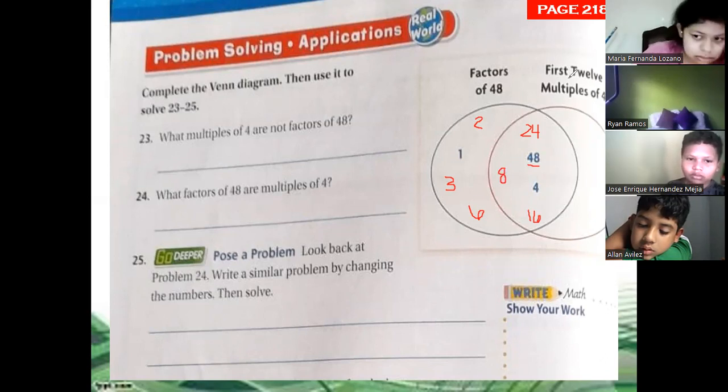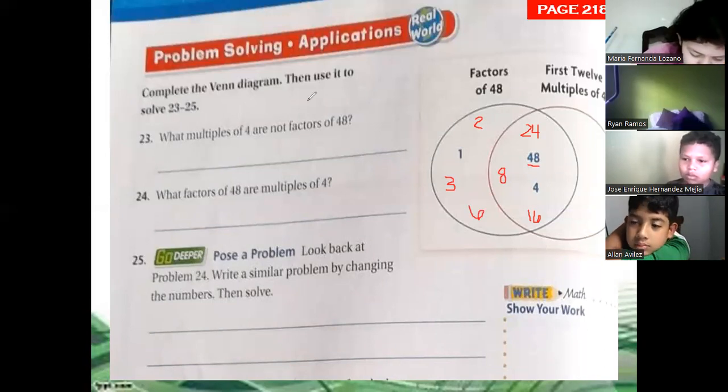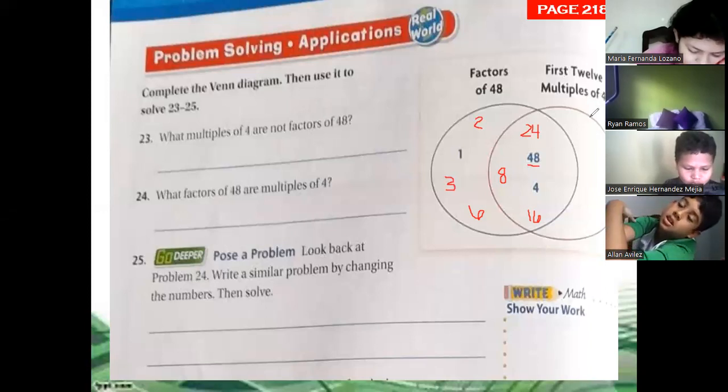Now here, first 12 multiples of 4. Multiples are the products. Are you copying, Alan? Because I see you're not copying. Me parece. You're not copying. No. Really? Are you? Okay, first 12 multiples of 4.